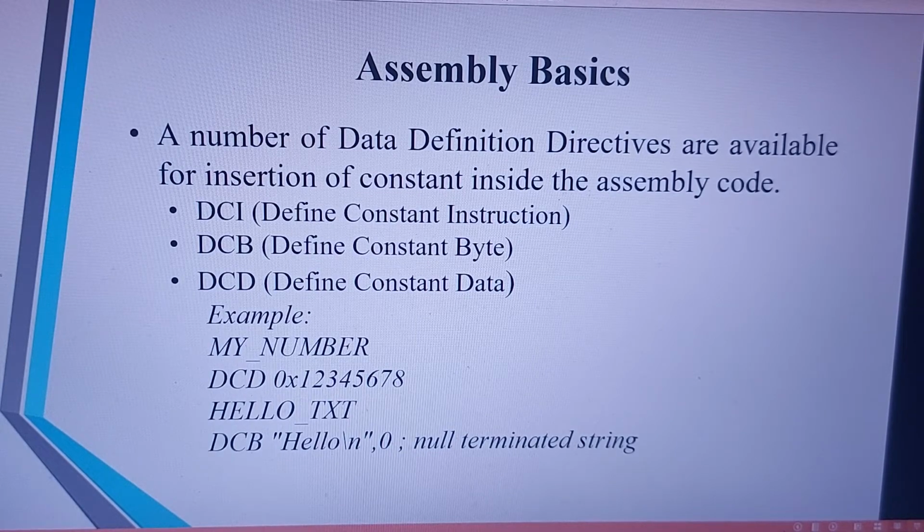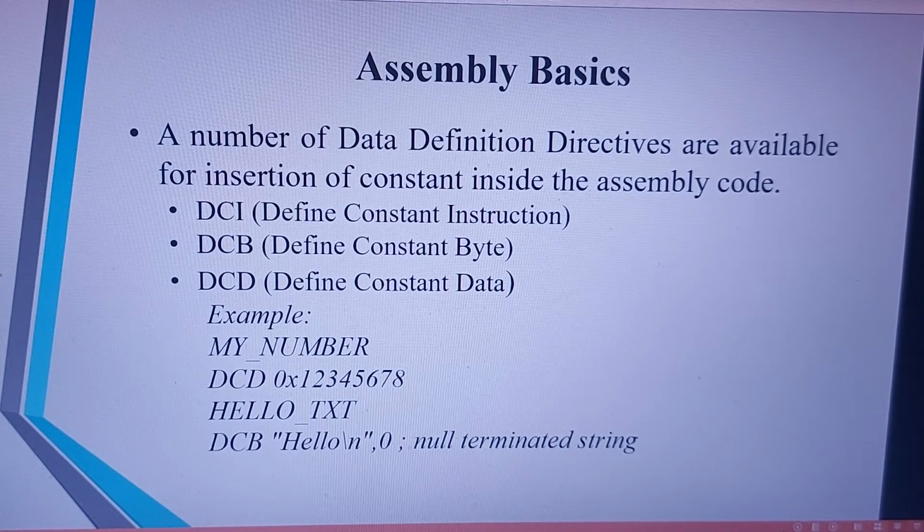Defined byte, that is DCB, is used whenever we want to define a byte of memory location for each character. If we want to reserve a byte of data, then we will be using DCB. DCD is to define constant values. For example, we can see here my number 0x12345678, a number defined by DCD. That's a defined constant number.